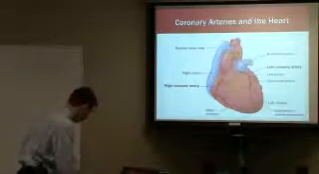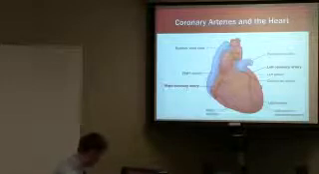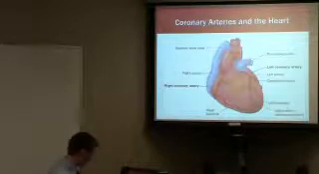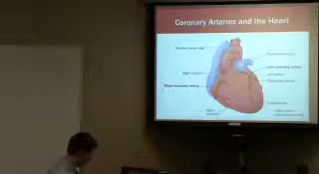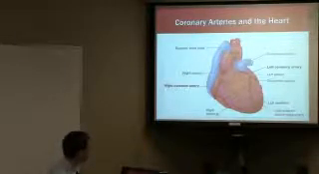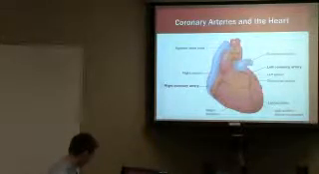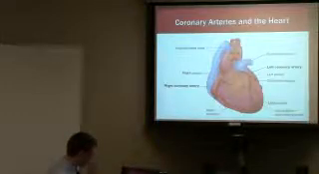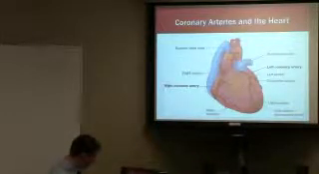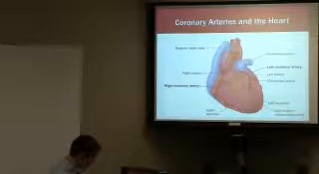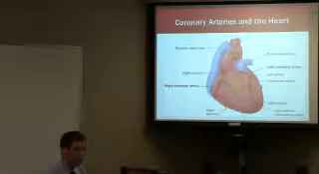This is normal function. So for example, let's say that we have a blockage here. Can everybody see that? Barely, with the red on red. I won't change the color. Anyway, that means that this tissue here is going to die because it's not going to get that oxygenated blood.